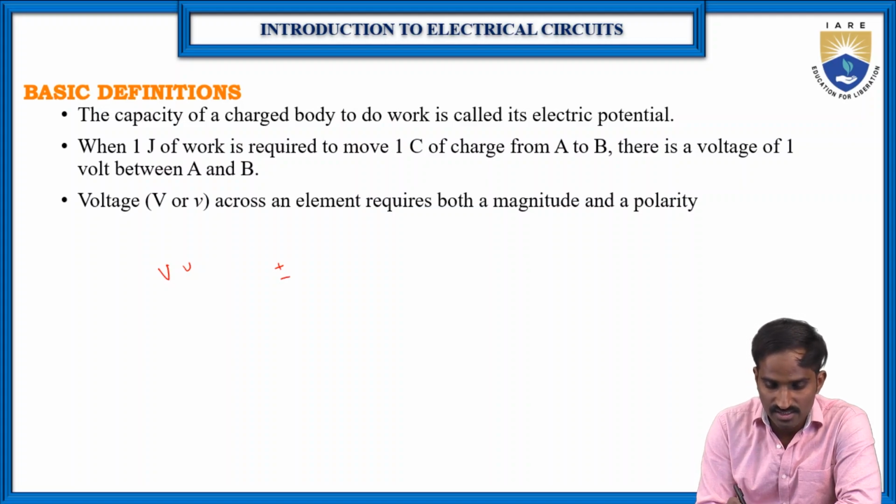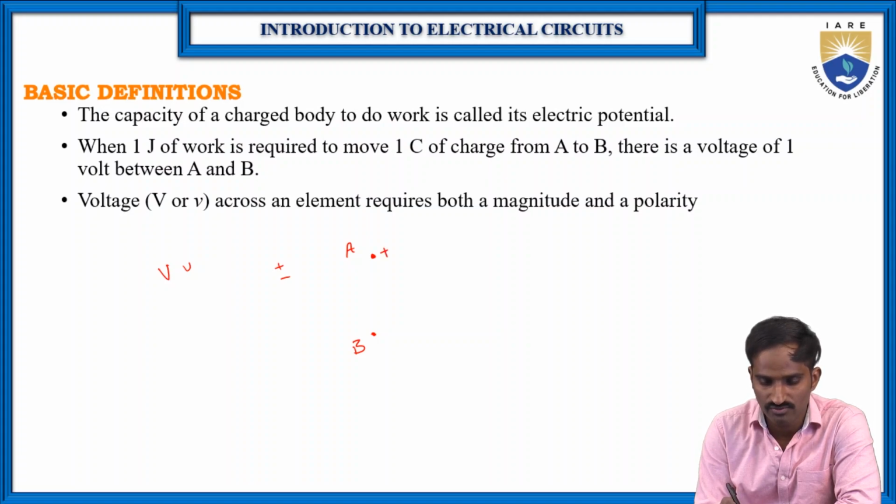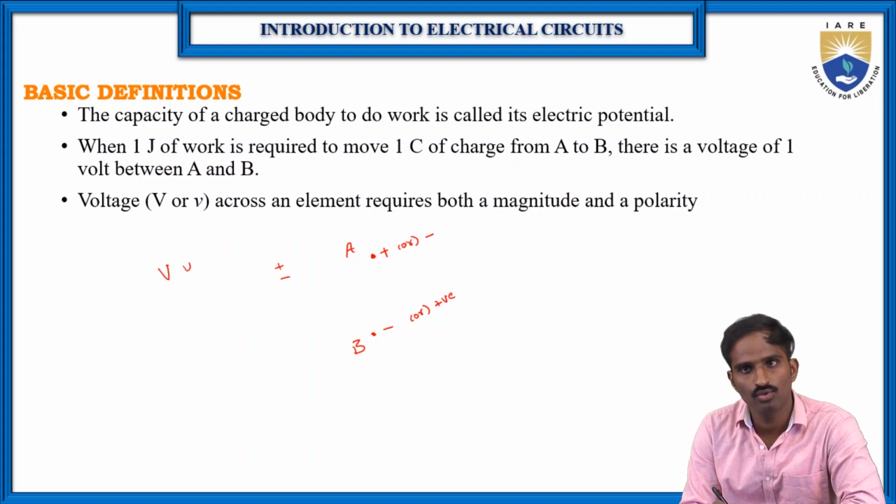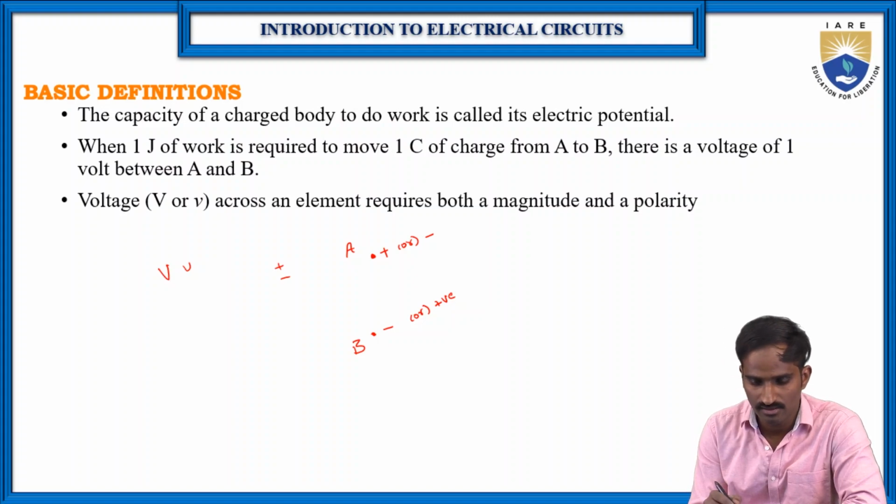Because this is in between the points A and B, point A and point B, whether the point A is positive with respect to B or negative with respect to B. Suppose we consider point A is positive, then the point B is negative. Or if the point A is negative, then the point B is positive. So the voltage has both polarities as well as the magnitude.